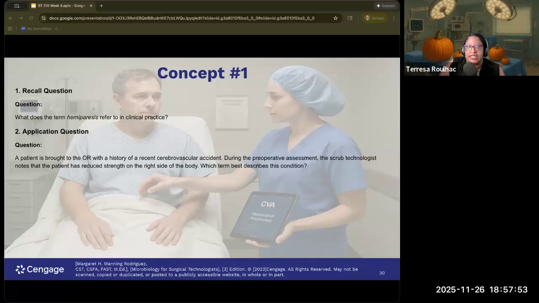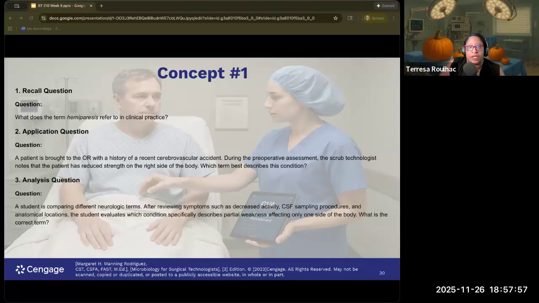And now we go to the analysis question. A student is comparing different neurological terms. After reviewing symptoms such as decreased activity, CSF sampling procedures, and anatomical locations, the student evaluates which condition specifically describes partial weakness affecting only one side of the body. What is the correct term?